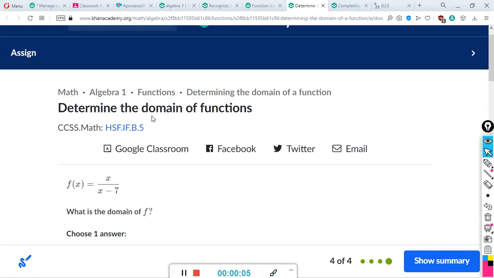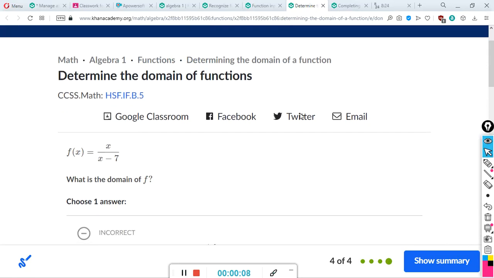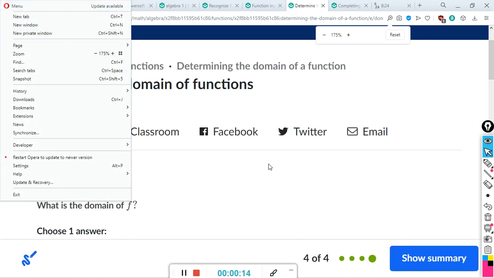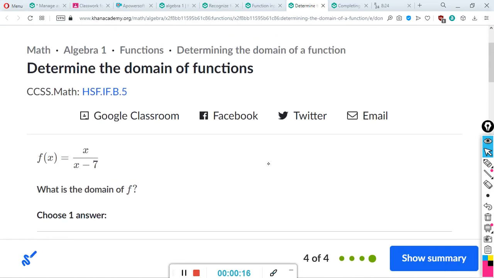This will be for the assignment, determine the domain of functions. All right, let's see. So remember, domain is the, I should say, possible values for x. All right, that's the definition of domain.